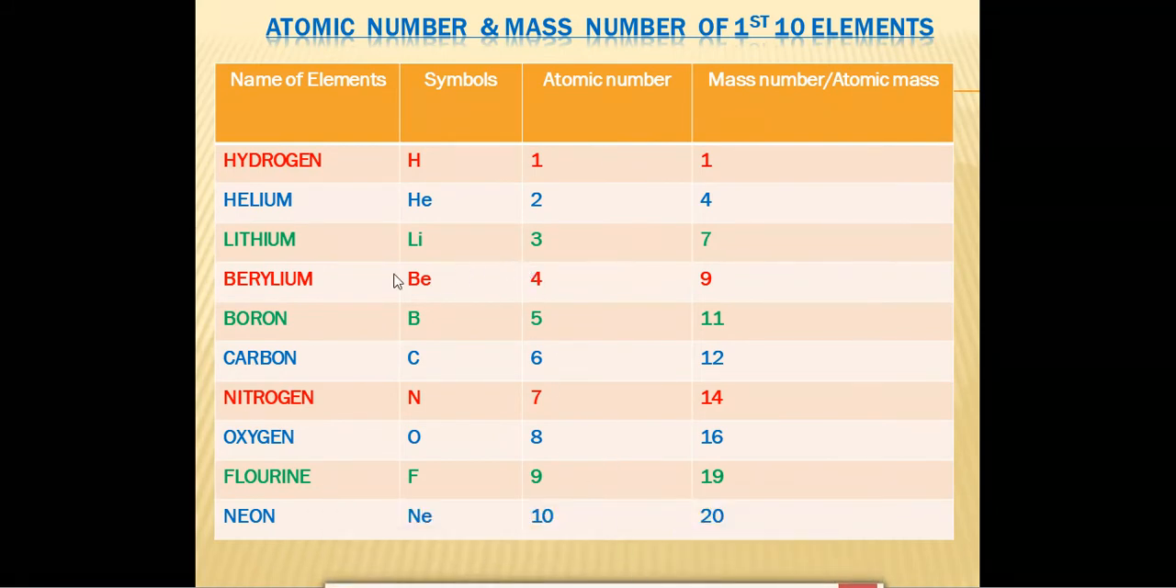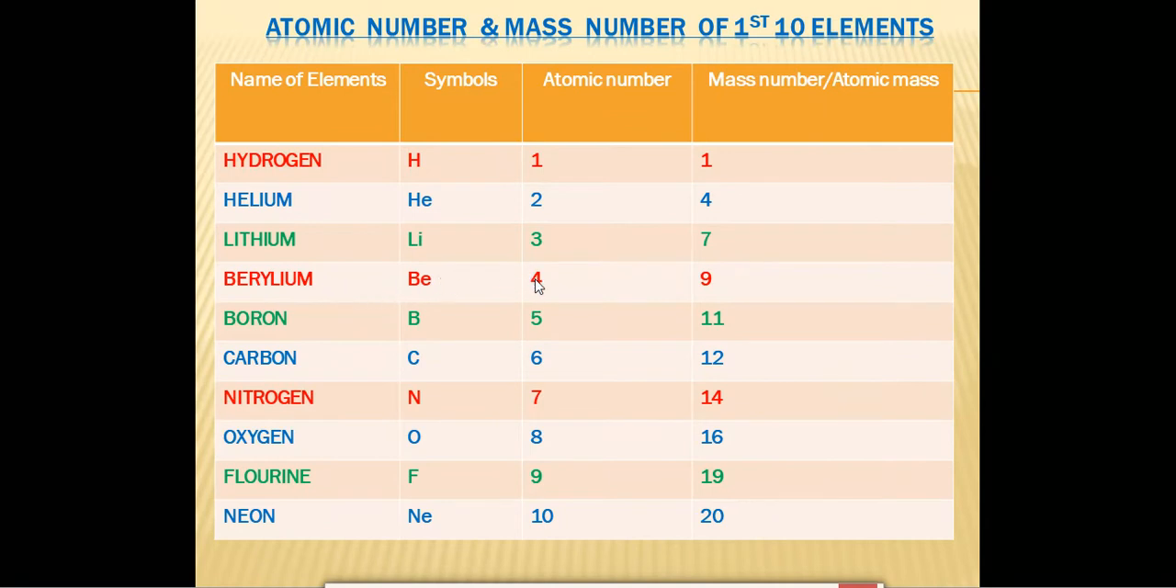First of all, let's see which 10 elements come under this category. The first element is hydrogen, second is helium, third is lithium, fourth is beryllium, fifth is boron, sixth is carbon, seventh is nitrogen, 8th is oxygen, 9th is fluorine, and 10th is neon. Having the atomic numbers as follows. Hydrogen has atomic number 1 and its symbol is H. Helium has atomic number 2, symbol is He. Lithium has atomic number 3, symbol is Li.